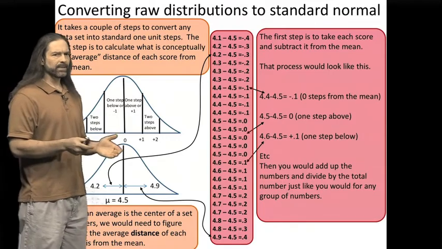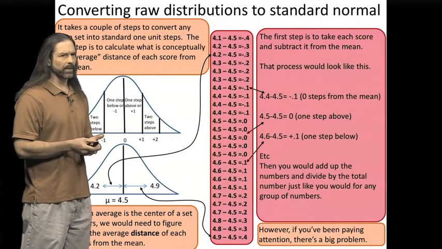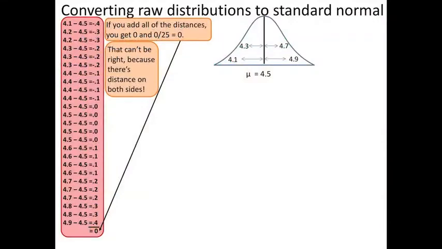So just as we calculated an average wing length, we added the numbers up and divided by the total. Conceptually, we want to do the same thing with these values. But if you've been paying attention, when we add these up, we're going to have a problem. Because in this case, if we add them up, we end up getting the value of 0. But we know that that can't be right because there's distance on both sides. So what happened? 4.2 minus 4.5 gives us a negative number, whereas 4.7 minus 4.5 gives us a positive number. So we have some values that end up being negative and some values that end up being positive. So how do you end up fixing that?